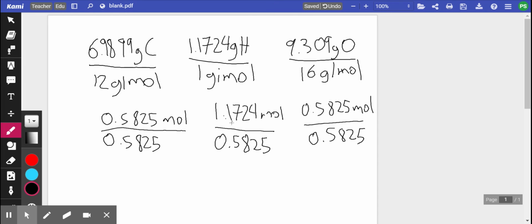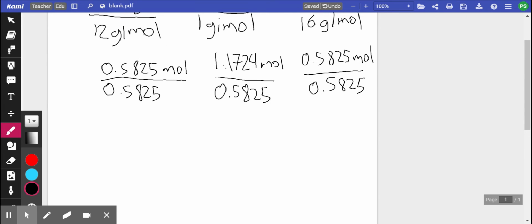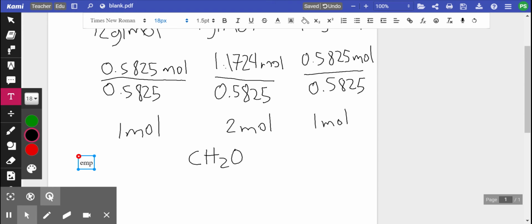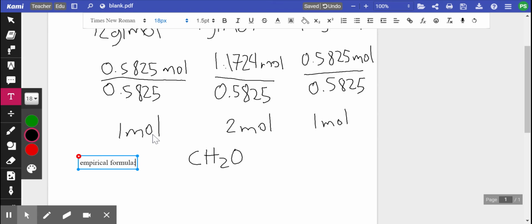And in this case, it's quite easy. We see that for every 1 mole of carbon, we have 2 moles of hydrogen and 1 mole of oxygen. And that gives us the information that our empirical formula is CH2O. Now, the empirical formula is the simplest whole number ratio of atoms of each element. So it's not necessarily the actual formula, which we call the molecular formula. So this is the empirical formula.